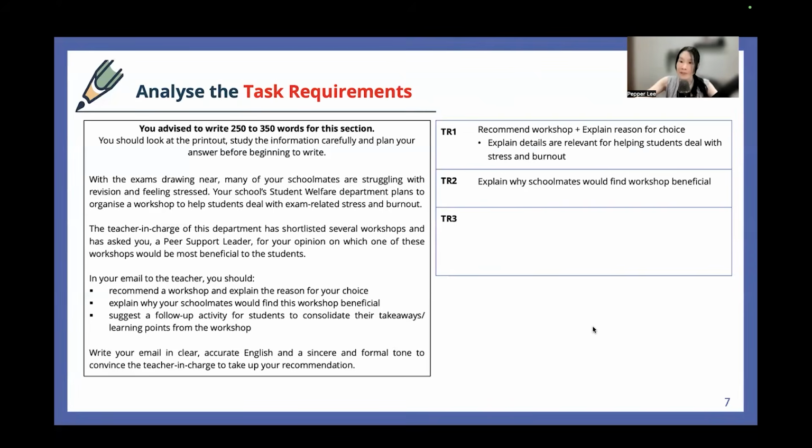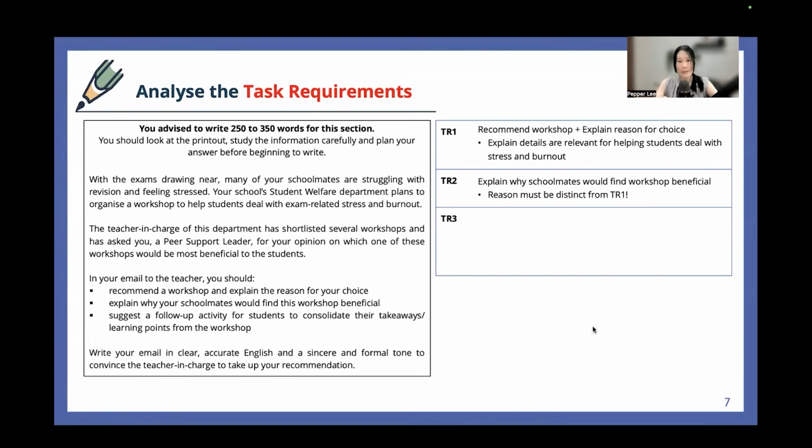Next, I need to explain why my schoolmates will find the workshop beneficial. Now, the more astute of you viewers out there would have realized that there is a potential for overlap, right? Between TR1 and TR2, there is a potential for overlap. So bear in mind when you're writing TR2 that your content for TR2 must be distinct, different from TR1. It cannot overlap. Okay, I cannot emphasize this enough.